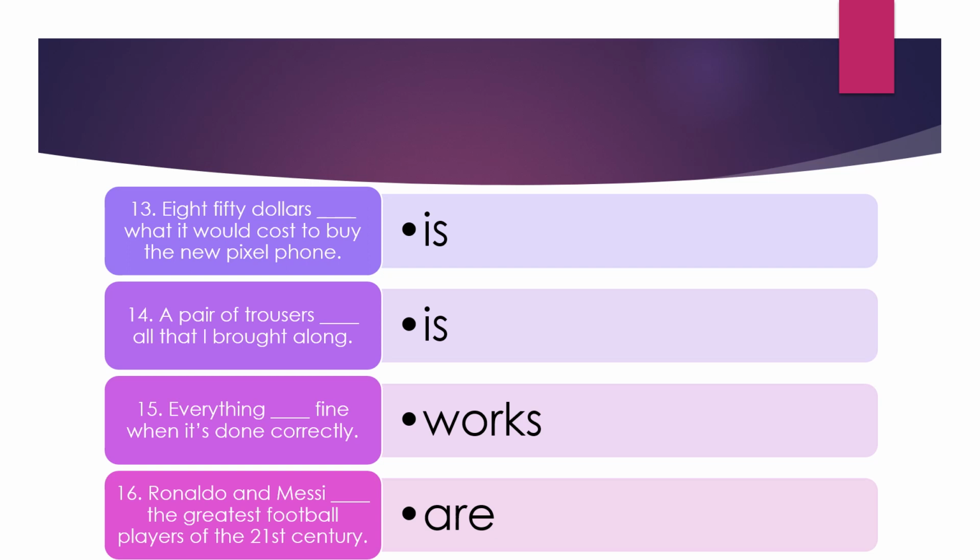Ronaldo and Messi ___ the greatest football players of the 21st century. Because we're living in the 21st century, we'll be putting this as are. So Ronaldo and Messi. You could always have written were, but because we're talking of the current times, it will be are and not were. But anyway, because we have two subjects, Ronaldo and Messi, and we joined them using the word and, it will always take a plural verb, either are or were. Now because we're living in the 21st century and referring to the same, it is are and not were.